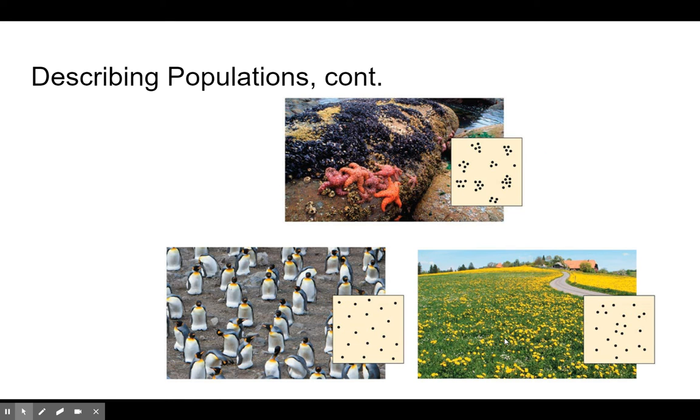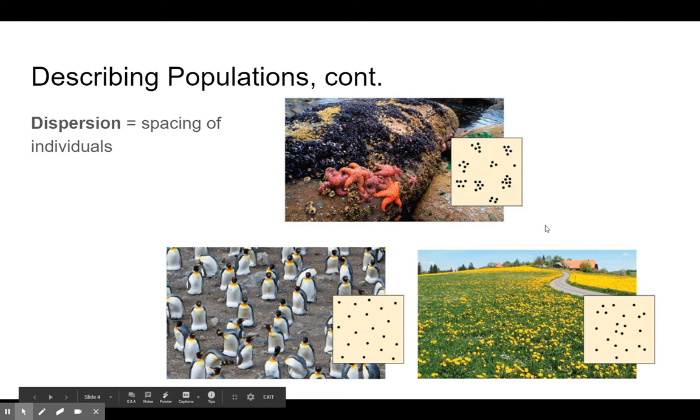We can also talk about something called population dispersion, and that's how spaced out the individuals in a population are. Here you can see diagrams of three different patterns of dispersion. This one with the starfish is called a clumped dispersion pattern. You have these little clumps of individuals. Starfish tend to hang out on top of each other and clump together like that.